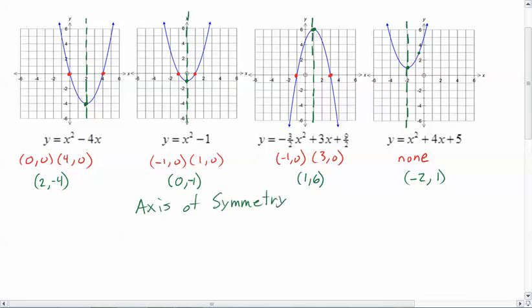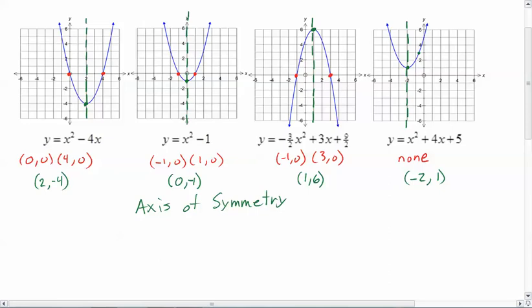Now please note that we drew that line straight through the vertex. That means that the axis of symmetry will always pass through the vertex. The axis of symmetry, since it is that symmetry, will also be right in the middle of your 2 x-intercepts.